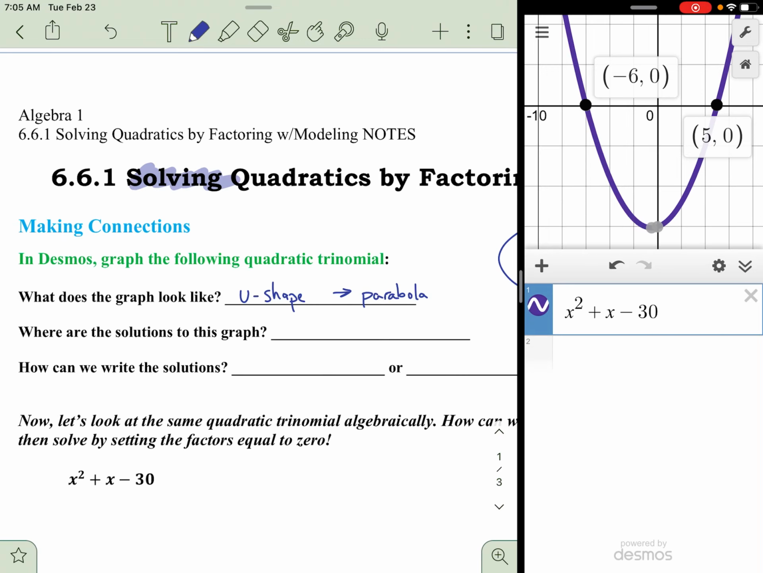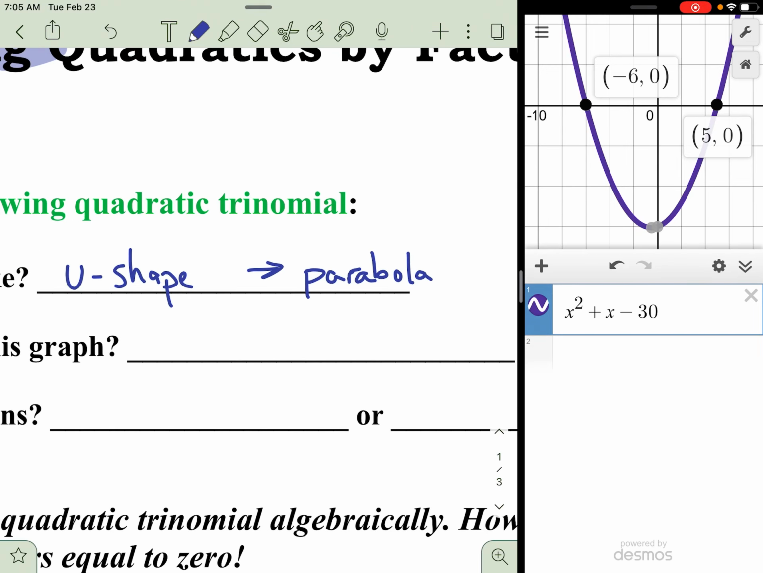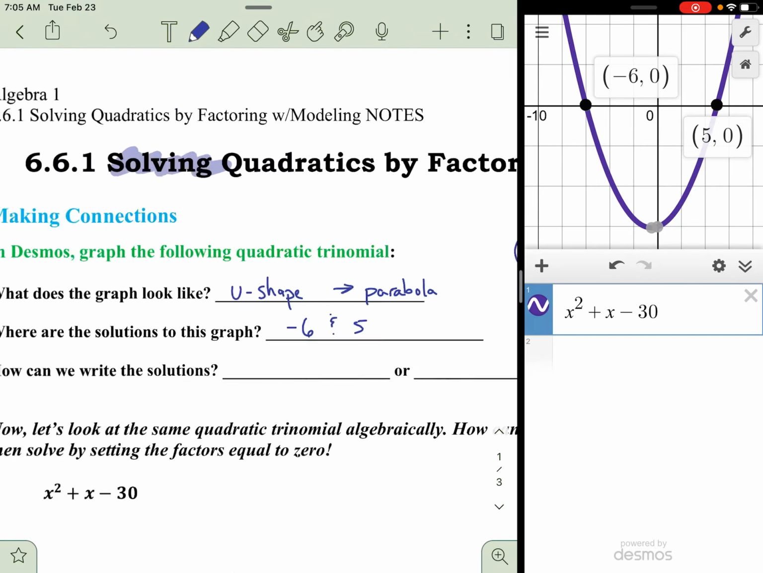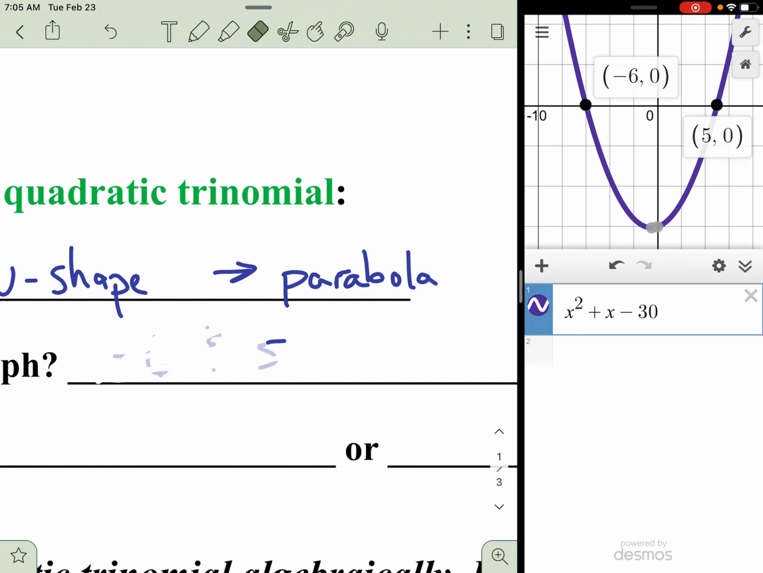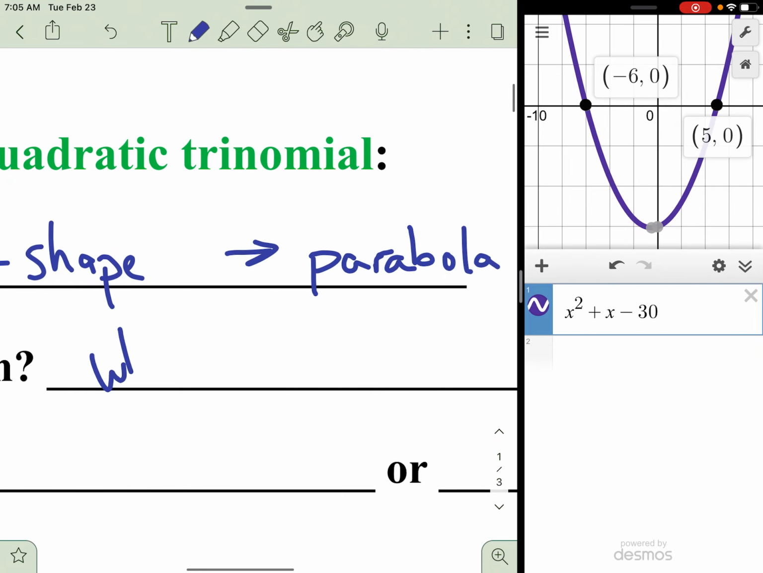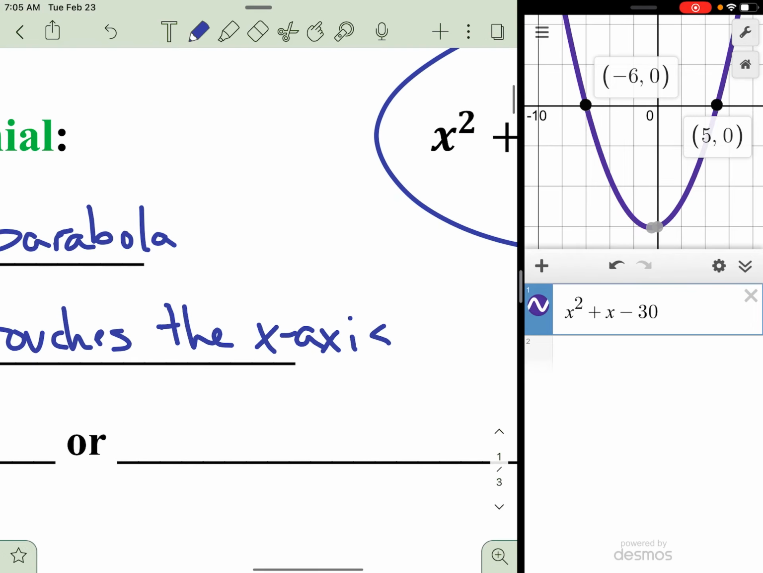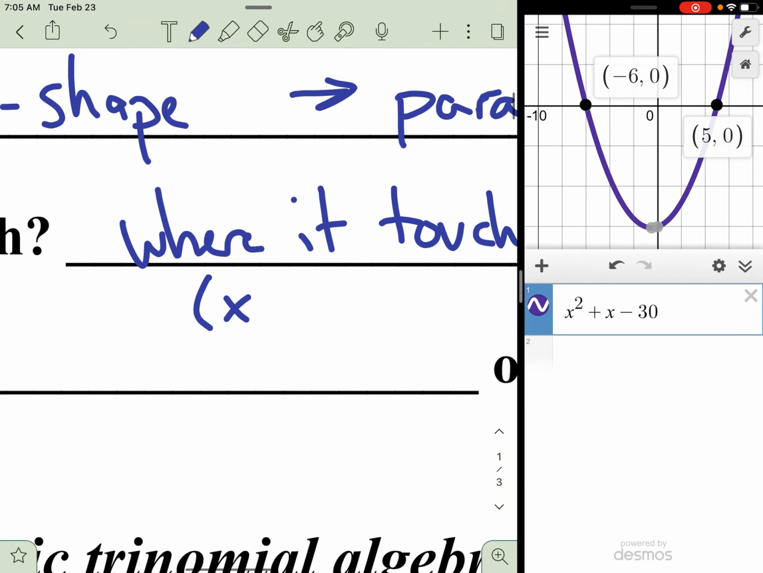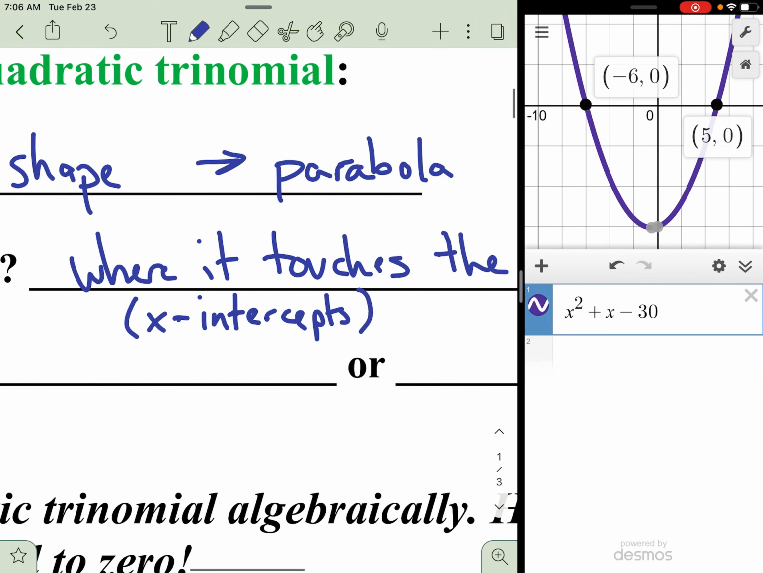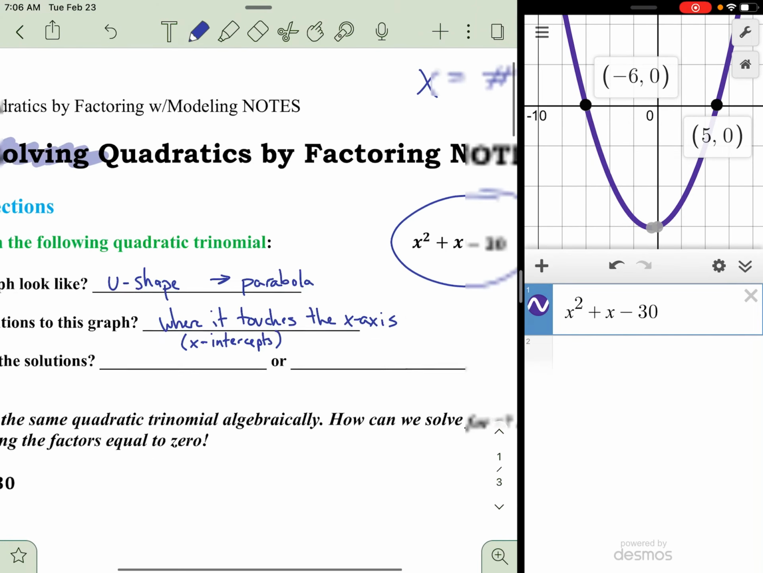Okay, so what are the solutions to this graph? Well, they're actually -6 and 5, and it asks, where are the solutions? The solutions are where it touches the x-axis, or otherwise known as x-intercepts. Okay, so those are the solutions to the quadratic x squared plus x minus 30.